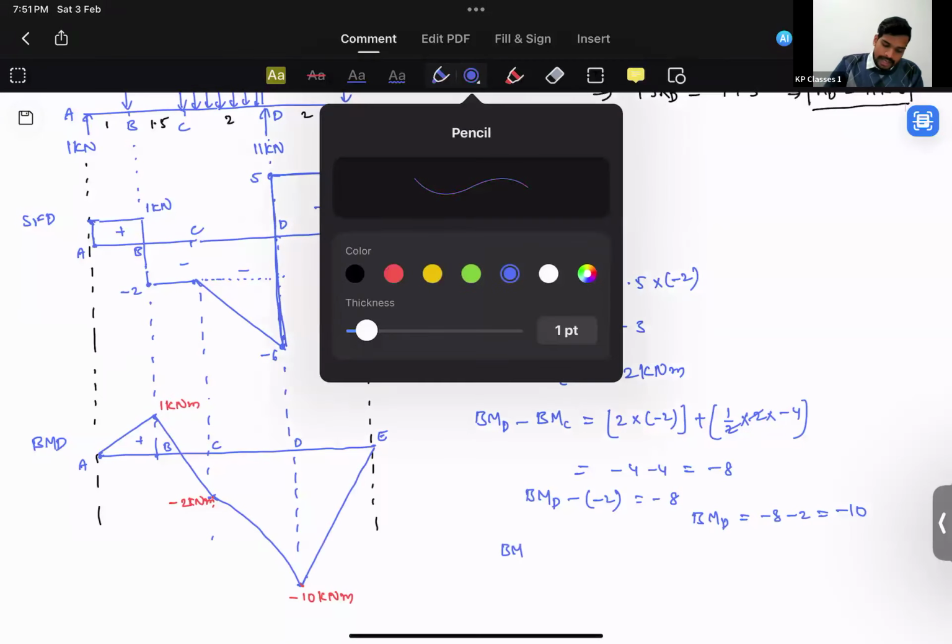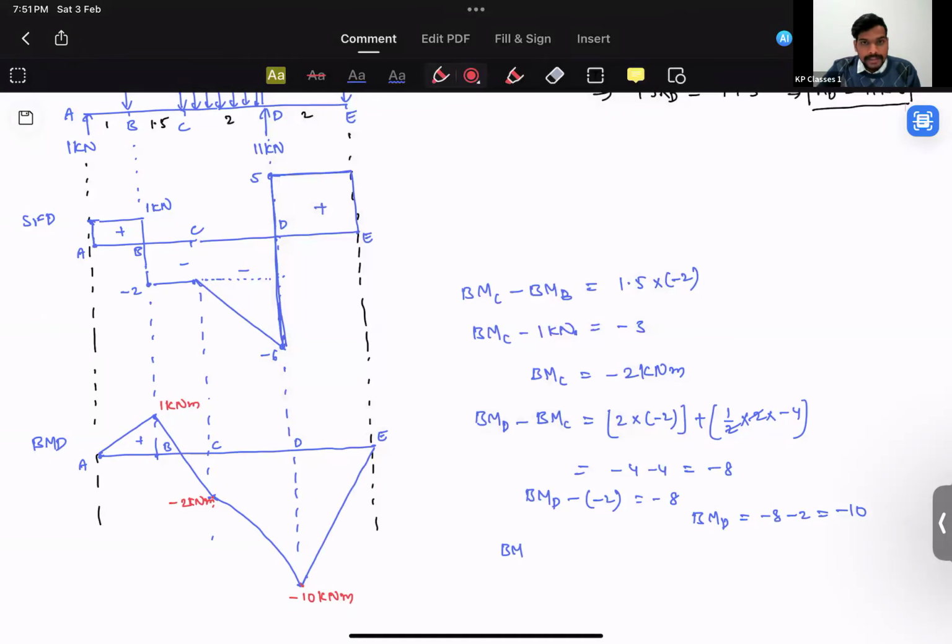And what is being asked in this question? They're asking us the maximum hogging moment over here. So the maximum bending moment is coming out to be negative 10 kilonewton meter. That minus sign basically denotes that it is a hogging moment. So you can say a hog. The answer is going to be hogging moment.